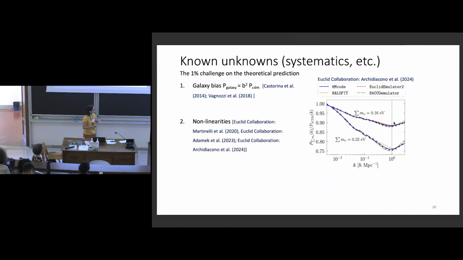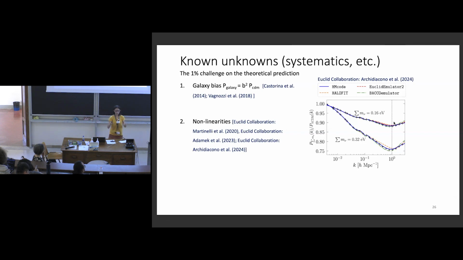Then, besides galaxy bias, we also have nonlinearities. On small scales, the clustering becomes nonlinear. And nonlinearities are, once again, very difficult to model and to predict. We have to extract nonlinearities from n-body simulations. But n-body simulations are expensive, so we cannot run an infinite number of n-body simulations.